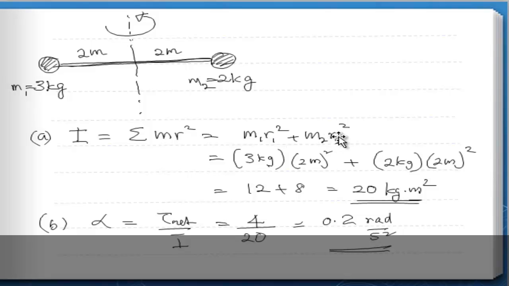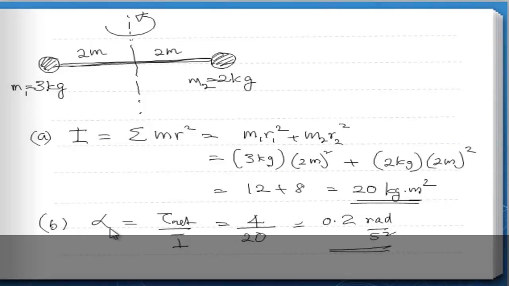r1 and r2 are the distances to the masses from the rotational axis. They are not vectors, so you don't have to consider the direction. It's just the distance between the rotational axis and the masses. So r1 is 2 meters, r2 is 2 meters as well. So it's 3 times 2 squared plus 2 times 2 squared. It's 20 kilograms times meter squared.